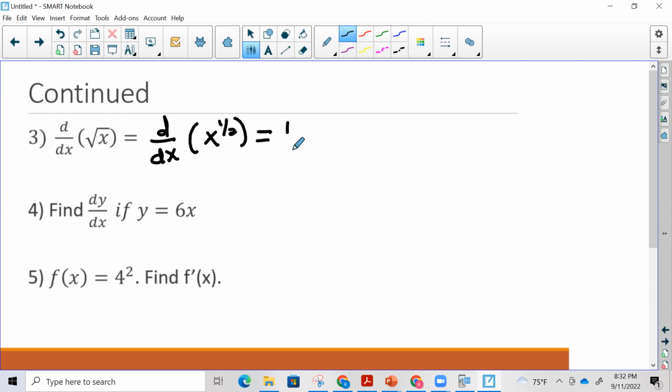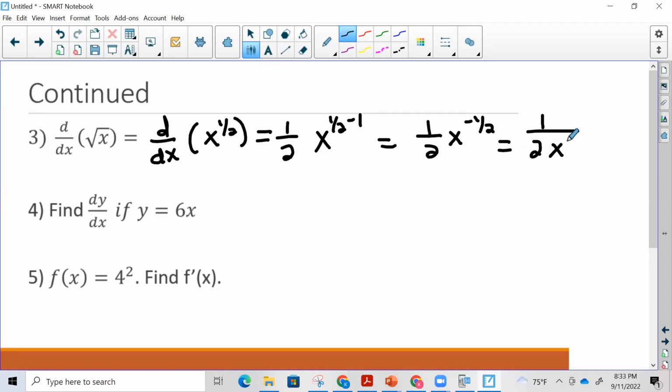So we move the 1/2 in front. We put x, and then we subtract 1 from the original exponent. And so that gives us 1/2 x to the 1/2 minus 1, which is negative 1/2. And again, if you change the negative exponent, it moves to the denominator and the exponent becomes positive. And if you're changing it back to square roots, you can rewrite that x to the 1/2 as the square root of x.